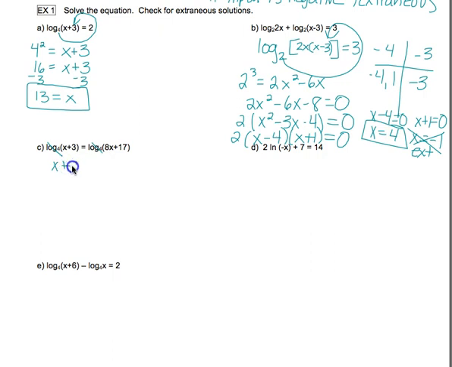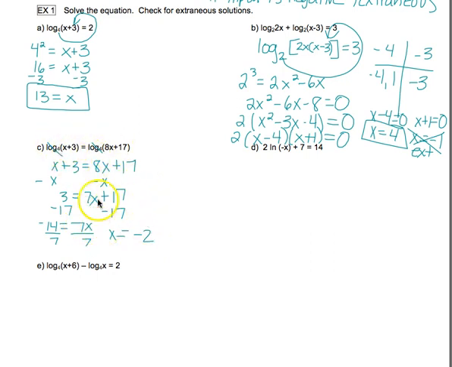So I'm just going to do x plus 3 equals 8x plus 17. So now it's a really simple algebra 1 question to solve. So subtract x on both sides, then subtract 17 on both sides. So negative 14 equals 7x. Divide by 7, and x equals negative 2.